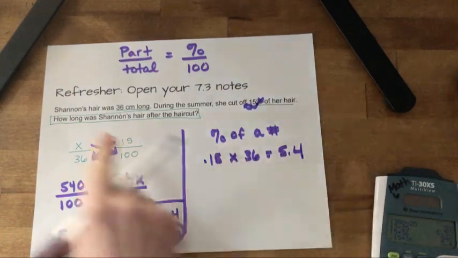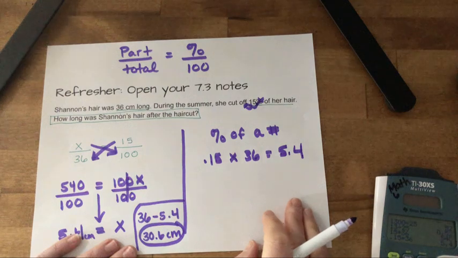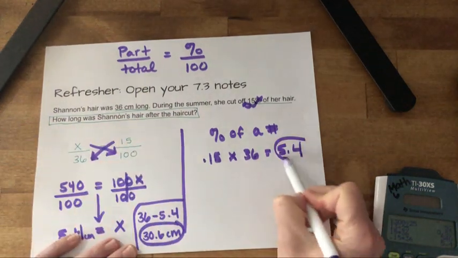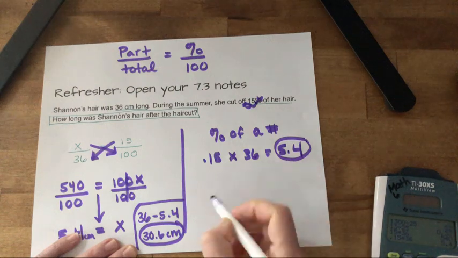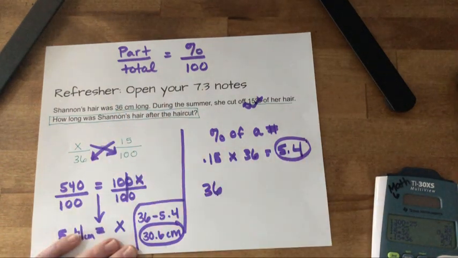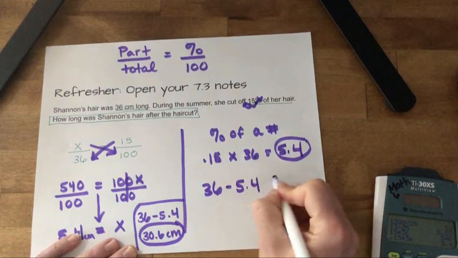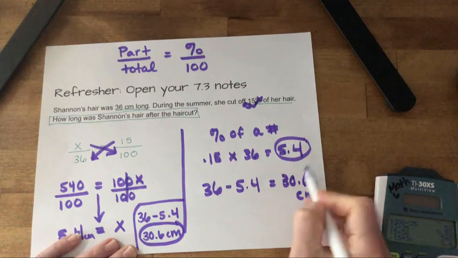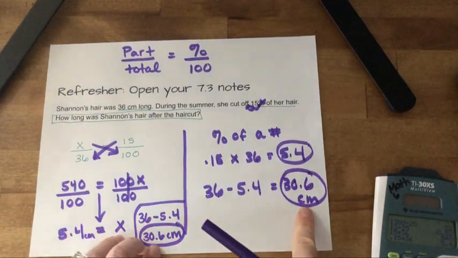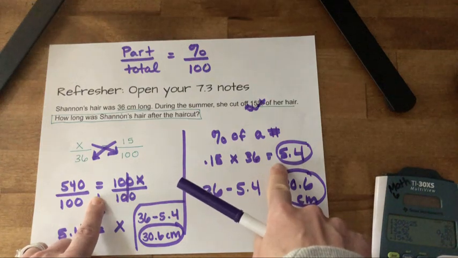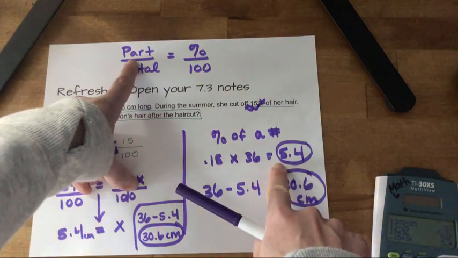Now, I'm not done because the question doesn't ask how much did she cut off. It says how long was her hair. So again, I need to take my 5.4 centimeters that she cut off and subtract it from the length of her hair. 36 minus 5.4. We know that that gives us 30.6 centimeters. So we get the same answer. We solved it. The setup was just a little different. So in this case, we were finding the part.